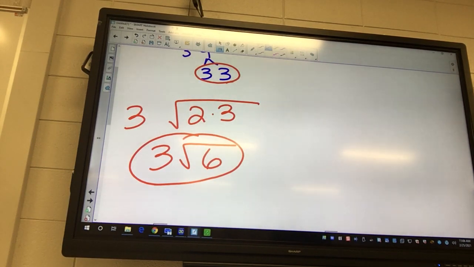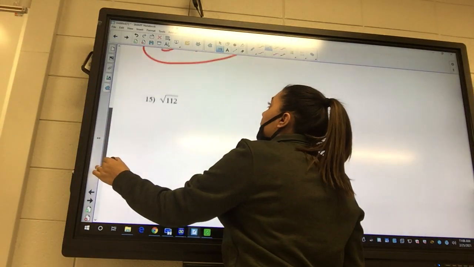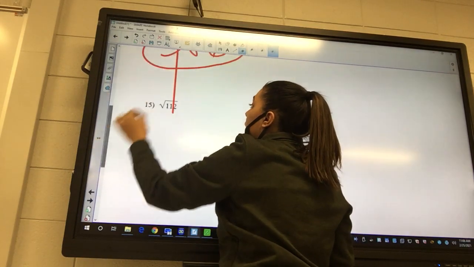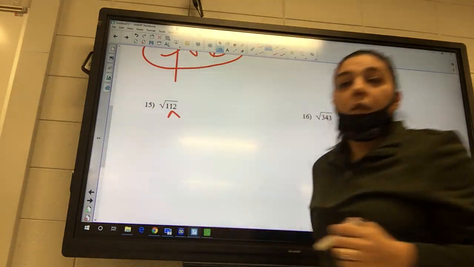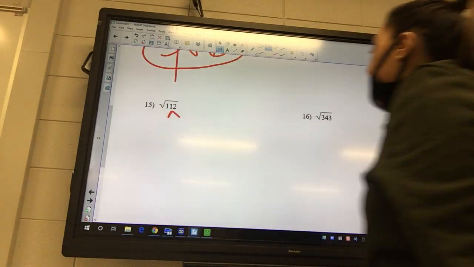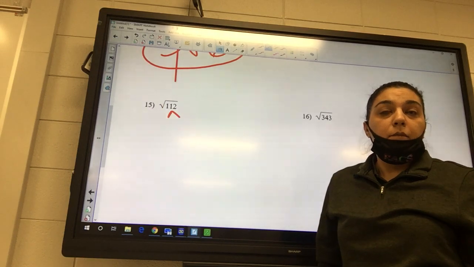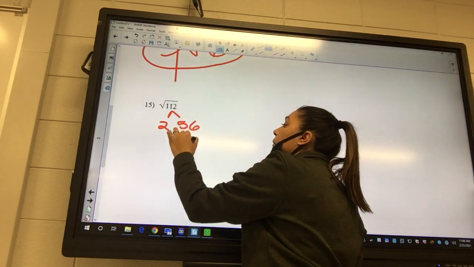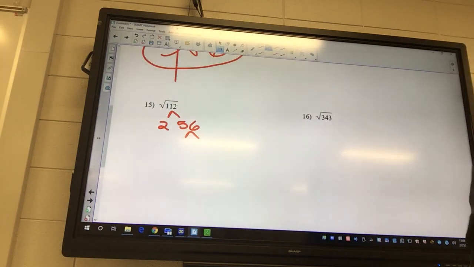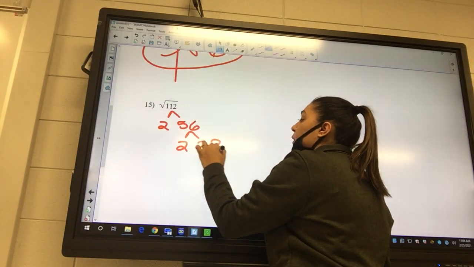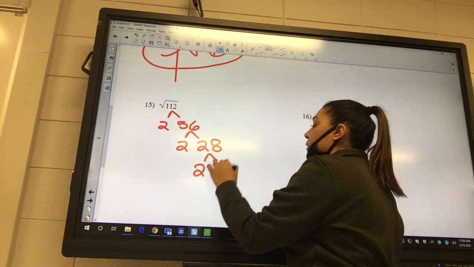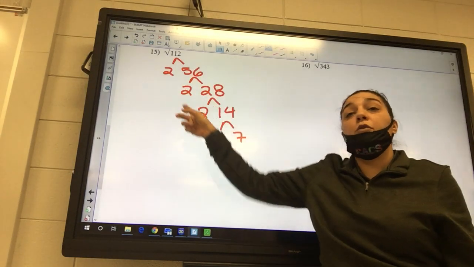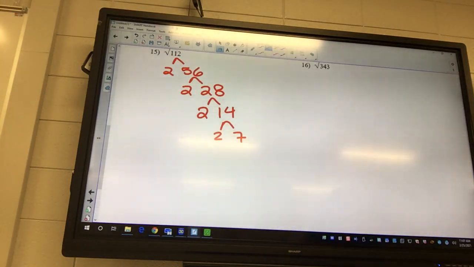Look at the next one, 15. Start dividing it out. What are some factors of 112? 2 and 56? Yeah. Okay. 2 and 28? And then 2 and 14. 2 and 7? And that's it. Remember, all these bottom numbers must be 2, 3, 5, or 7. Those are the only ones we can pick.